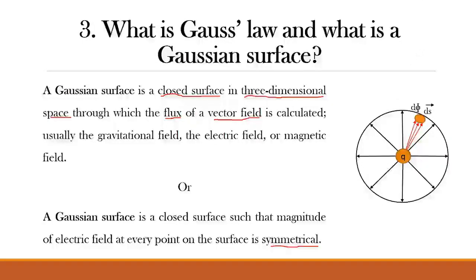A Gaussian surface is a closed surface such that the magnitude of the electric field at every point on the surface is symmetrical.